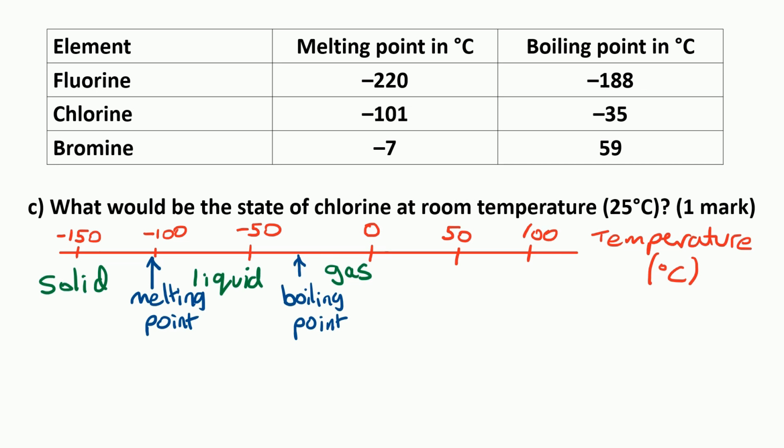So if we now mark on it where room temperature is, we can see that room temperature is warm enough to turn chlorine from a liquid into a gas, so chlorine would be a gas.